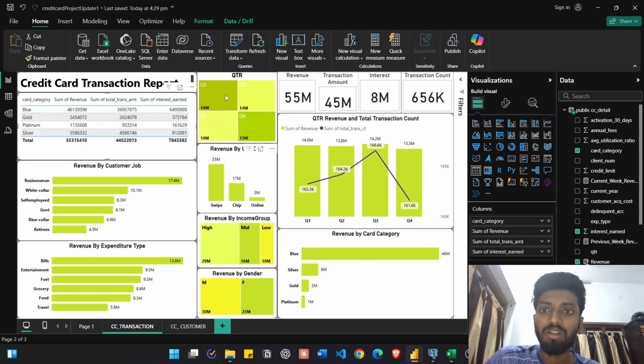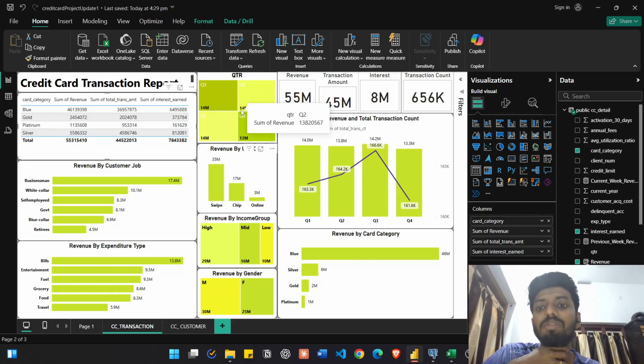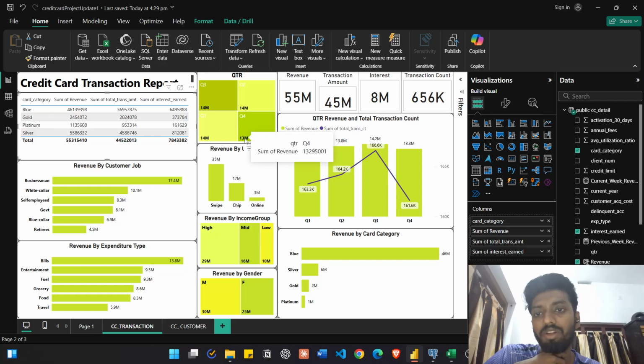Then I've created a button for each quarter. Here this value signifies how much total revenue it is.